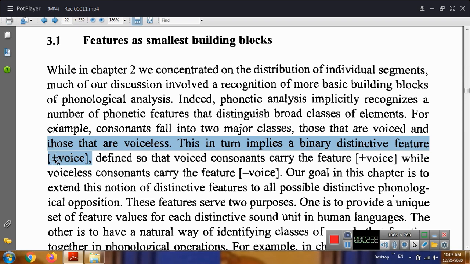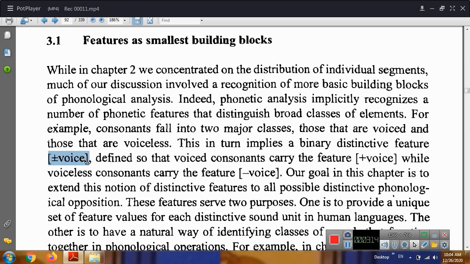We show the distinctive features with plus and minus. By plus we mean that sounds have that feature, that characteristic. We show the voiced sound by plus voice, and the voiceless sound by minus voice. This is one of the examples of distinctive features. Please pay attention to how we write them: we put two square brackets on both sides of the feature, and we show it as plus or minus.